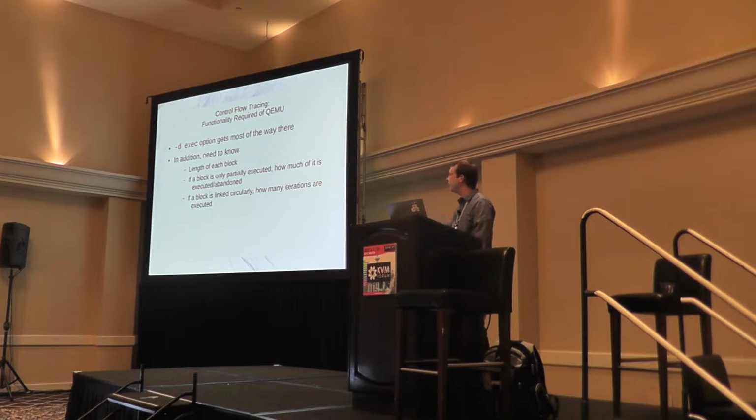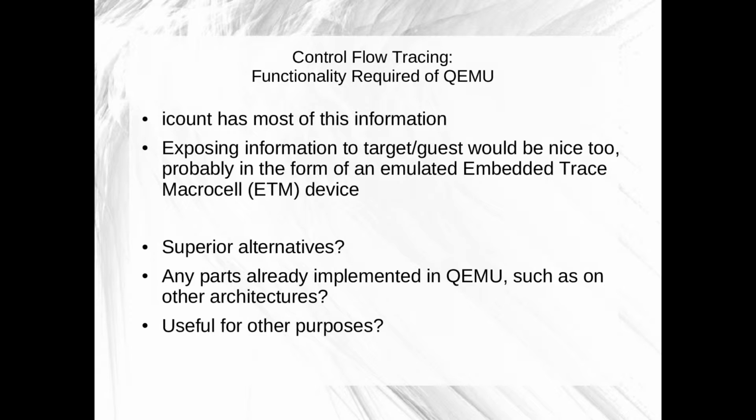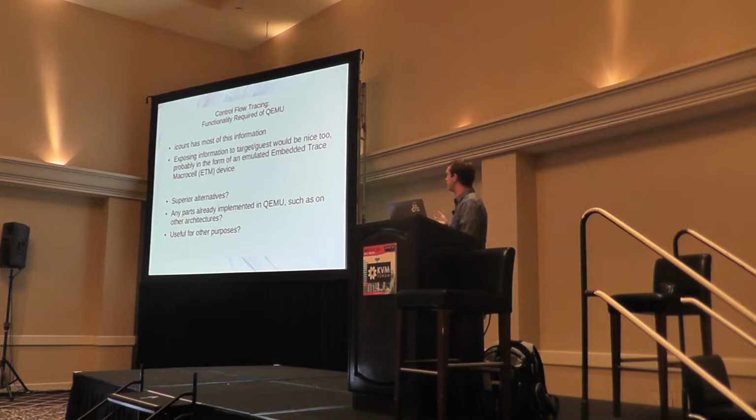And the exec disassembly dumping debug option gets most of that information out to a command line user of QEMU TCG mode. But it'd be nice to know the exact length of a block, including if it's partially executed, or if there is a circular link, how many iterations it goes through. And I think so. There is this icount mode, which has some of this information already. And please feel free to correct me if I'm wrong. I'm sort of a user trying to become a developer in order to do these cool things.